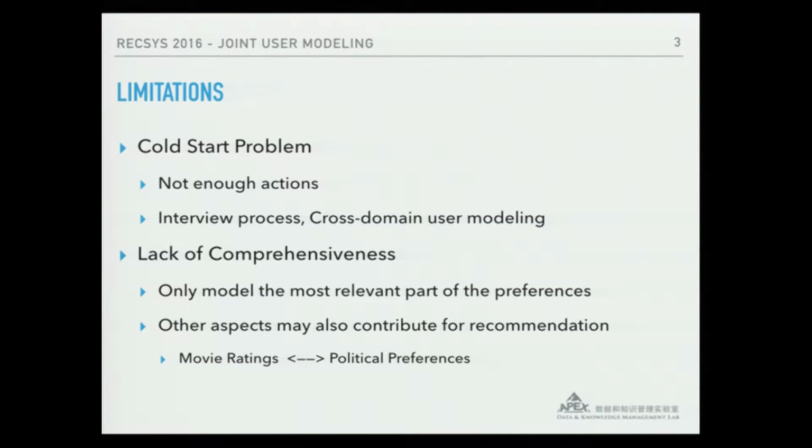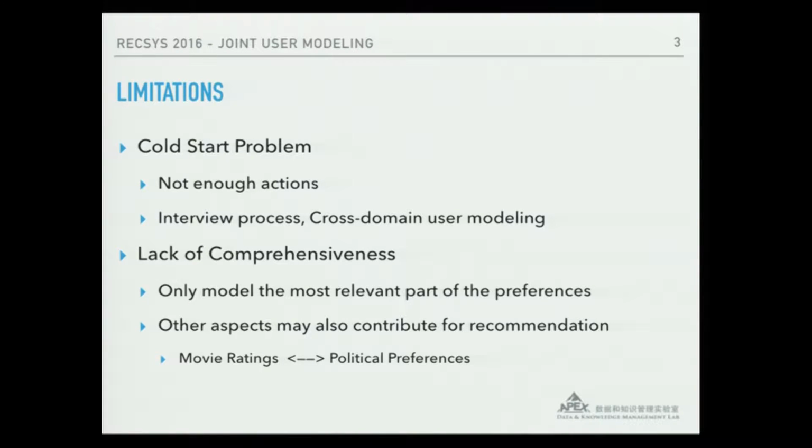First is the well-known cold start problem, which is what this session is about. When dealing with newly arrived users, we do not have enough user actions to precisely model the user preferences. Interview processes and cross-domain user modeling have been proposed to alleviate the problem. However, the interview process requires additional manual work from the users, and the existing cross-domain research mostly works on homogeneous actions. For example, transfer between user ratings towards books, or towards books and movies. Therefore, we do not have a general solution for heterogeneous actions.